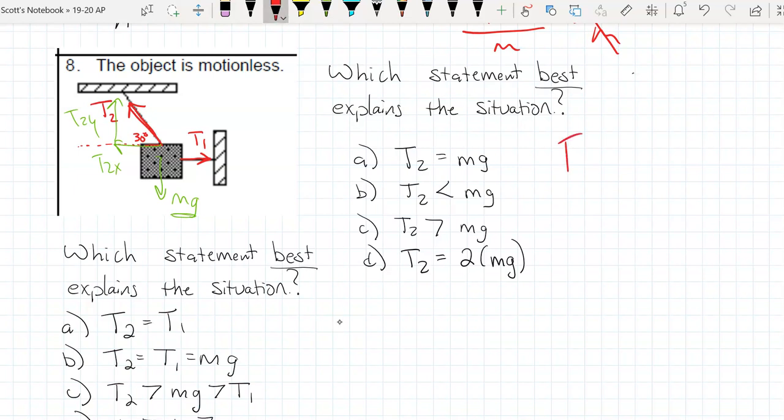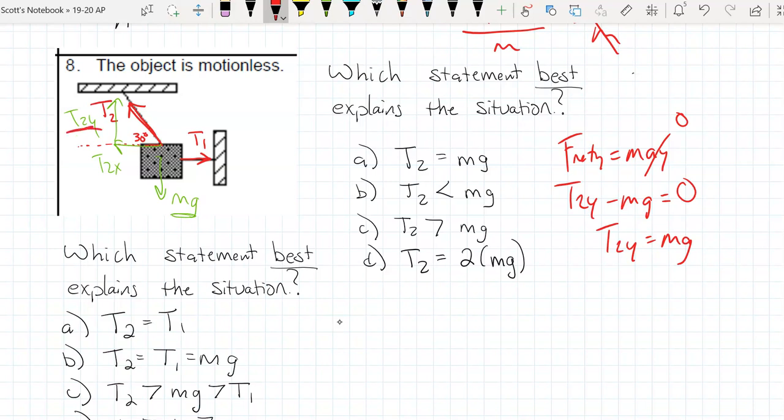So I'm going to start with F net in the y equals may. These are at rest, so that's 0. So here I have T2 in the y minus mg equals 0. So T2 in the y must equal mg. So then just understanding trig, T2 in the y is a component where T2 is a hypotenuse. A hypotenuse is always bigger than a component. So that tells me T2 must be bigger than mg.